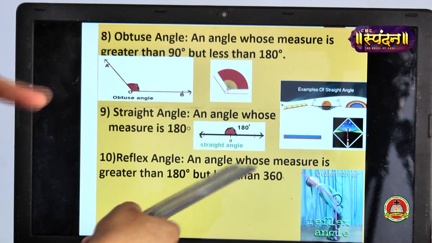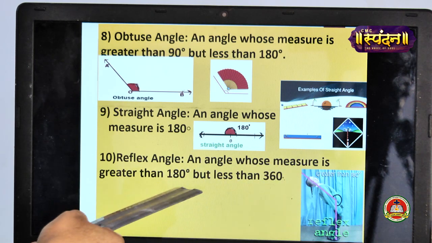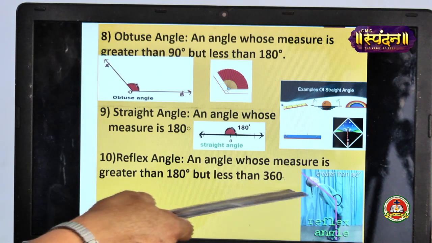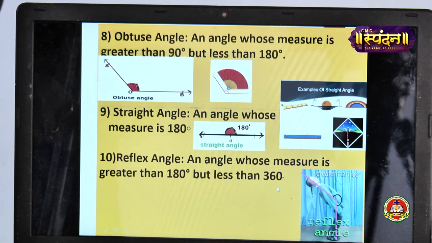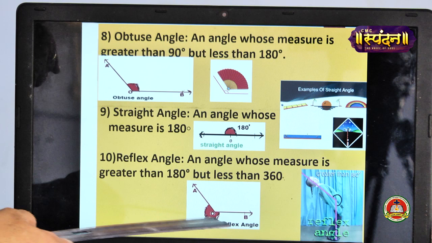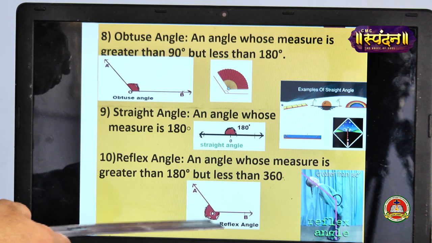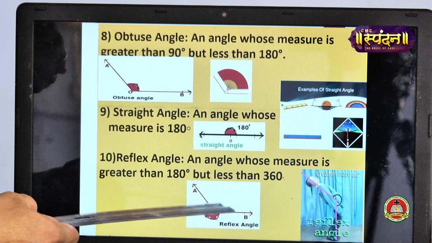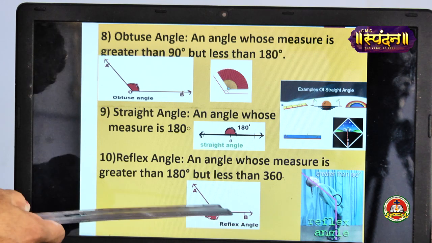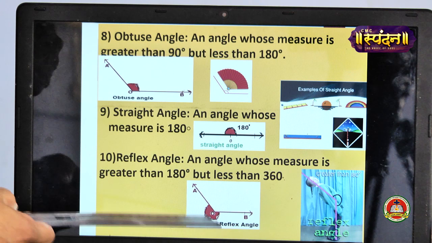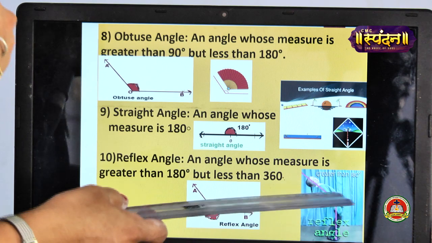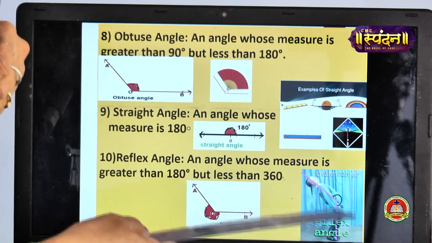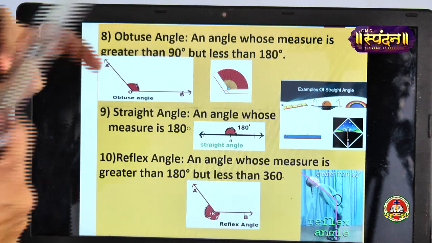Next one, reflex angle, an angle whose measure is greater than 180 degree but less than 360 degree. So this is an angle which is showing greater than 180 and less than 360. Whatever angle you are getting over here, that is angle AOB. If you subtract it from 360 degree, you will get this reflex angle. And see here the real life example. This lady is bending outside, and so the angle formed over here is the reflex angle.